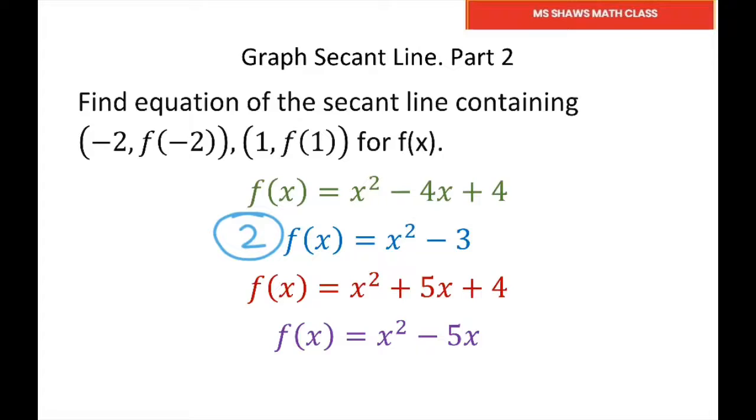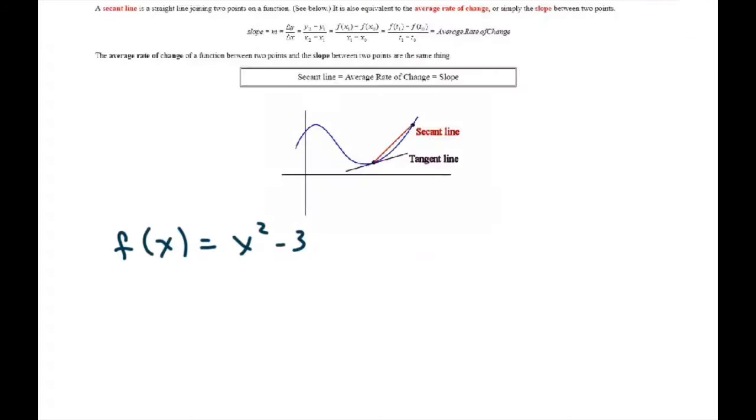Hi everyone, we're going to graph f of x and the secant line, and we're going from -2 to 1. We're going to have to find our y's for f of x. So we'll get started. We're doing this problem here, and I've already done the other 3 problems on different videos. So here's an example of a secant line. It's right in here versus a tangent line, and the secant line is just the average rate of change.